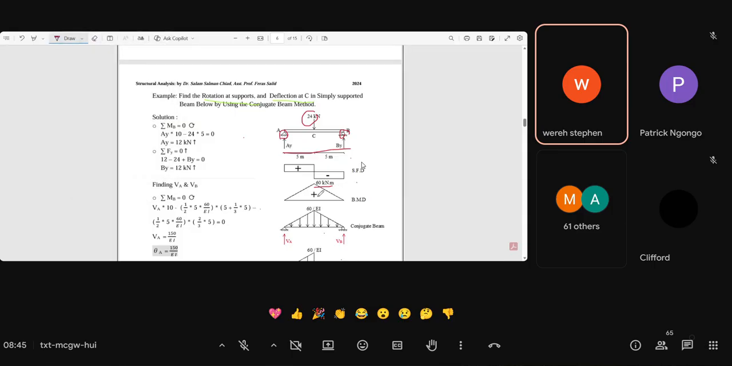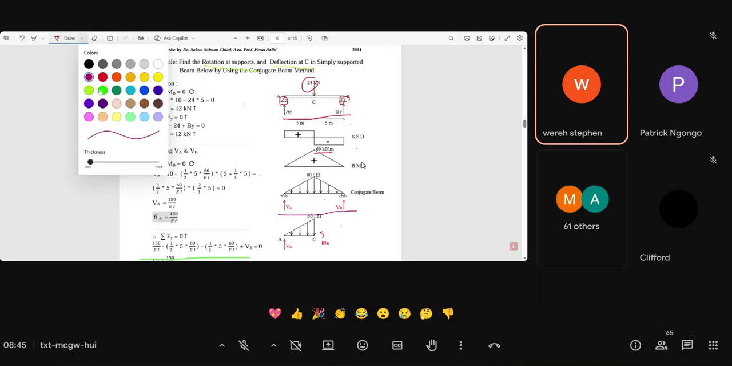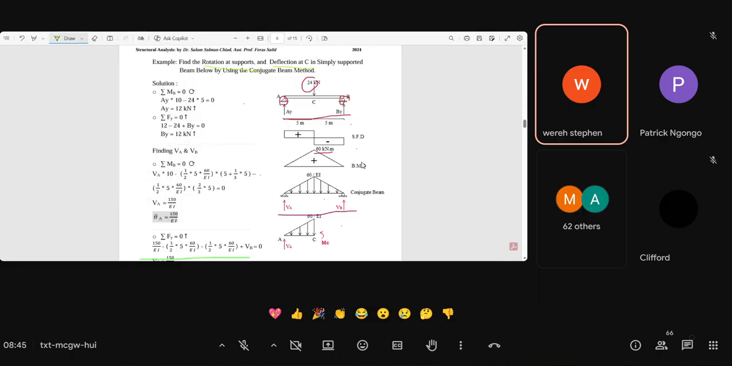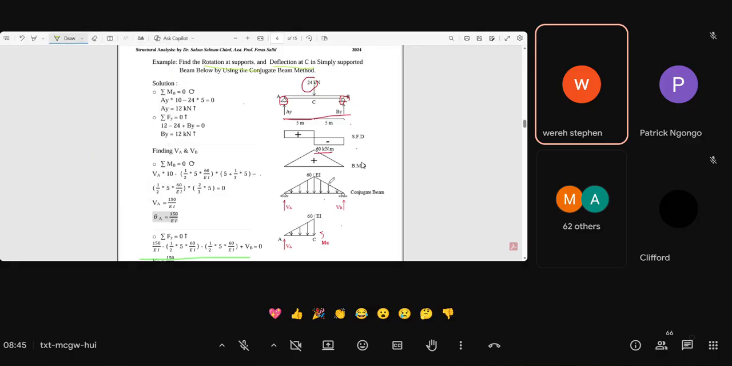After dividing it by EI, bring that triangle and use it as loading on the conjugate beam. So that triangle now becomes the loading on the conjugate beam. You see now here, we have loaded our conjugate beam with this triangular loading, which is equivalent to the bending moment diagram of the original beam. So I hope that one is now clear.